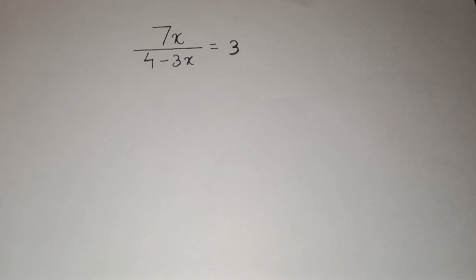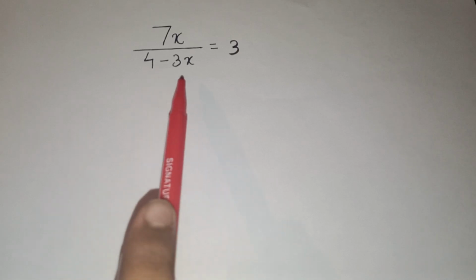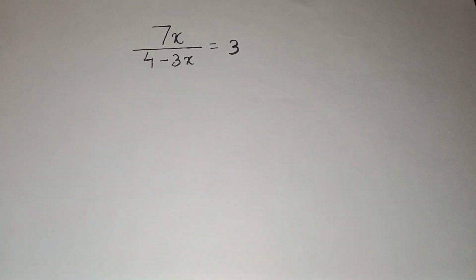Today we will solve a new question of a new topic, which is algebra, and we will solve a tricky question of algebra which is in front of you. The question says 7x upon 4 minus 3x equal to 3. So how to solve it? We will look in today's video.